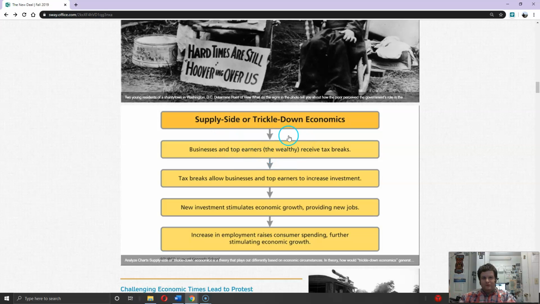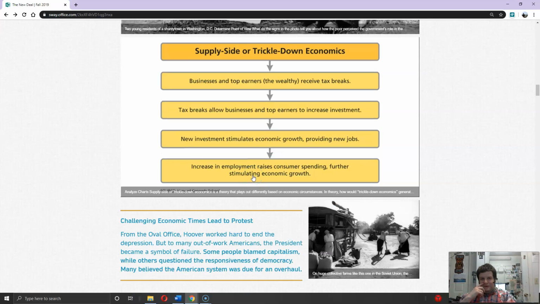And so many people would look at Herbert Hoover and these top earners and these businesses getting the tax breaks and say, what are you doing for us? The rest of us who depend on these steps. The private sector's dropping the ball. And so Herbert Hoover is widely seen as a failure.